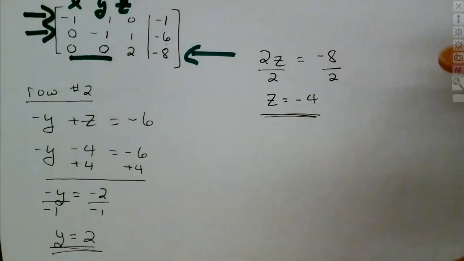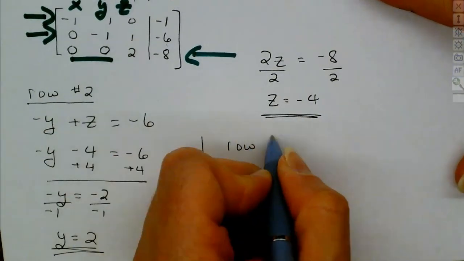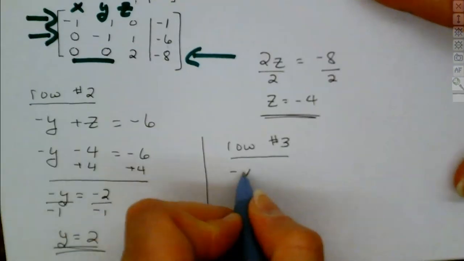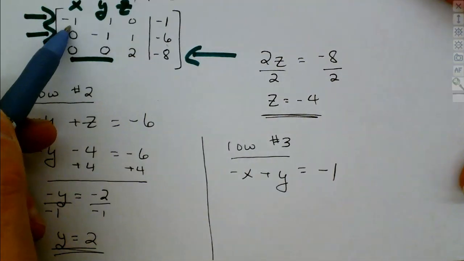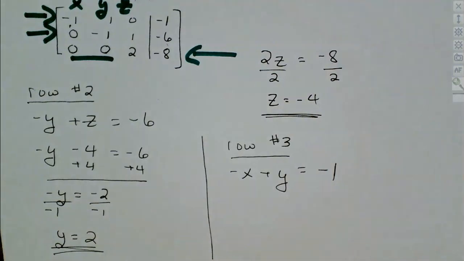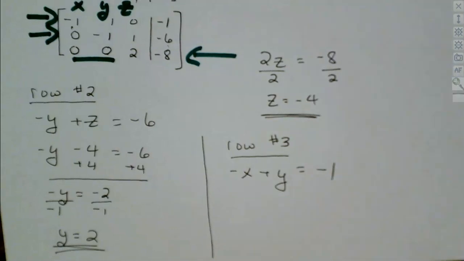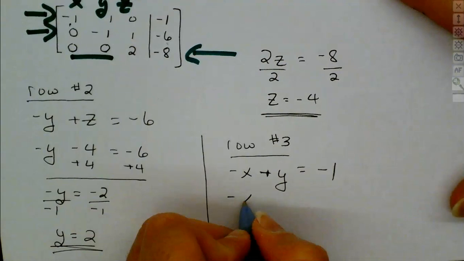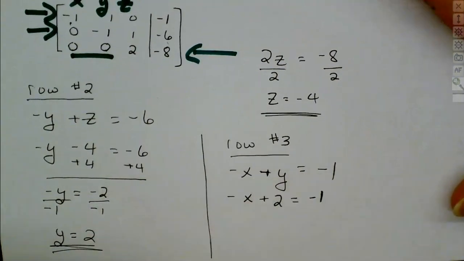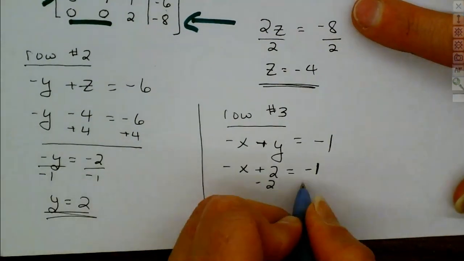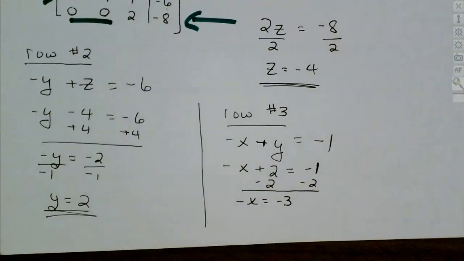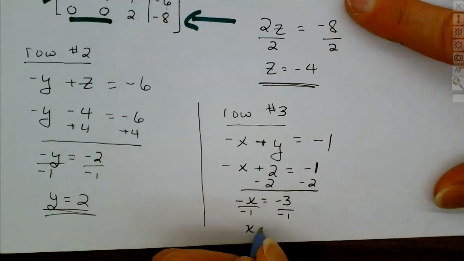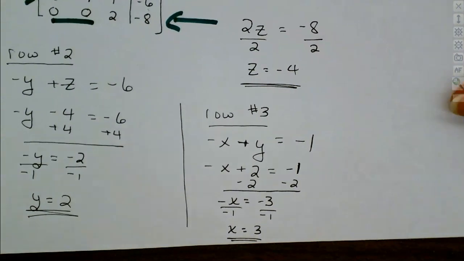Now, how do we get the last one? Go up to the top row. What's the top row as an equation? Well, row number 3, if I read it, minus x plus y equals negative 1, doesn't it? Well, do we know enough now to find our x? Yes, because what do we know? We know that y is 2. So that is minus x plus 2 equals minus 1. Move that 2 over. So minus x equals, when I move it over, minus 3. We divide by a minus 1. And what does that give you the value of x to be? 3, doesn't it?